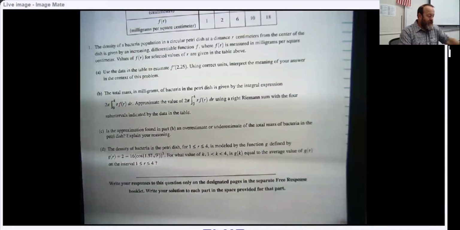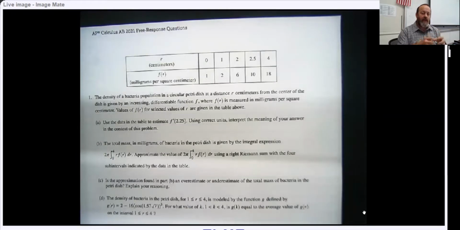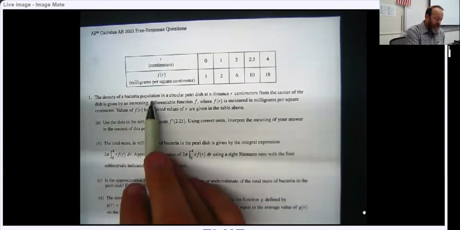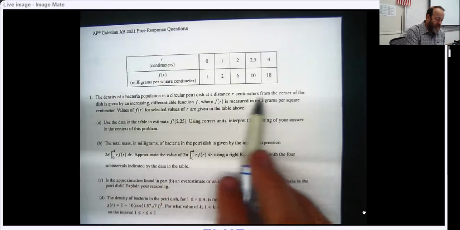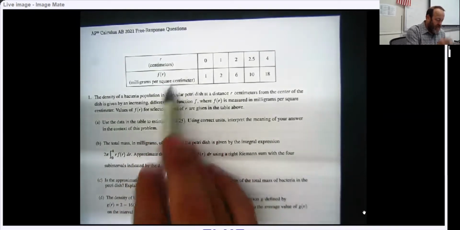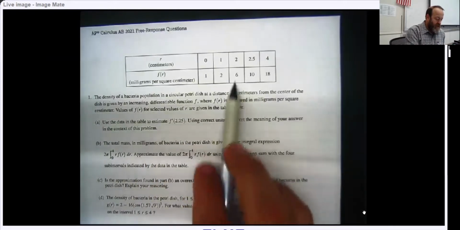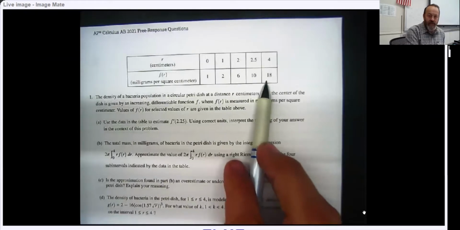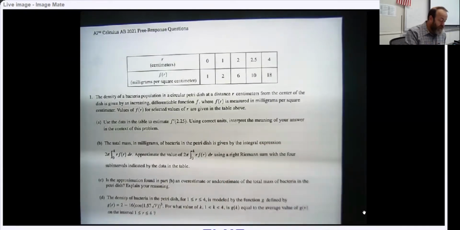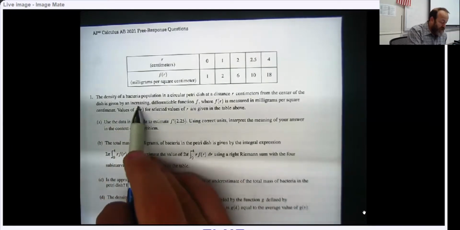It says they've got the density of a bacteria. Now, density is kind of an important thing. It's like your volume, like how much of you is distributed over a volume. So the density of some bacteria population in a petri dish at a distance r from the center. Notice as you move away from the center of the petri dish, it, interestingly enough, seems to become more dense, or more bacteria in there. It's an increasing differentiable function.